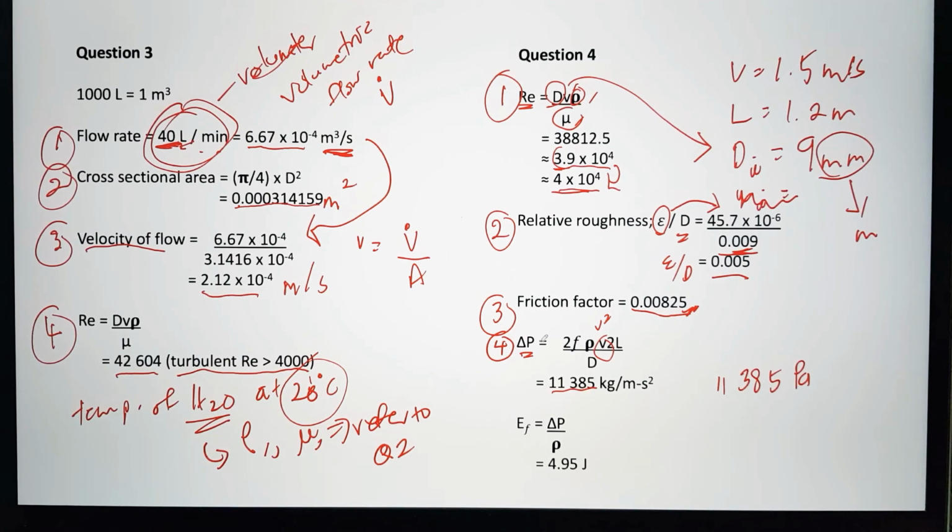After you have calculated the value for delta P, the last step is for you to calculate the energy loss due to the friction. By using the equation of delta P divided by rho, you should be able to get the energy loss due to the friction as 4.95 joule.